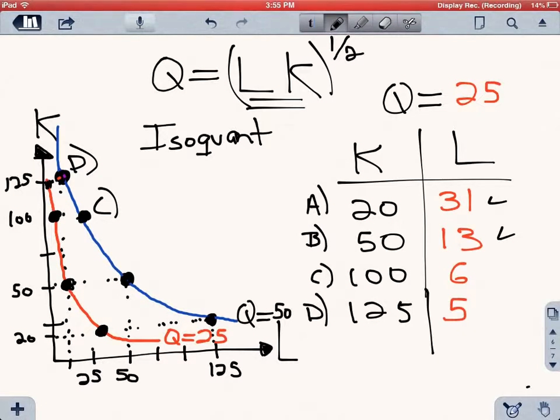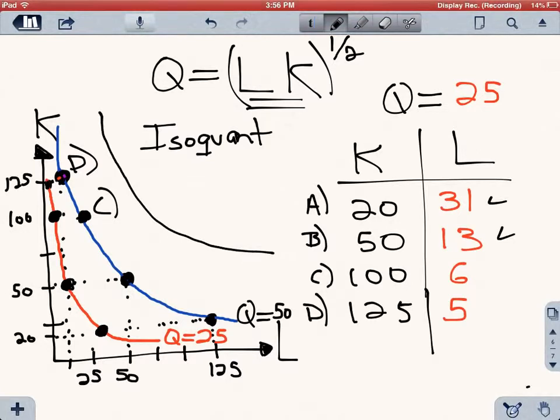And if you take these new numbers and plot them in the same diagram, what you get is a curve like this red curve right here, which has the same shape as the original isoquant when Q was equal to 50, but is closer to the origin. And if you had done this for Q equals 75, you would have gotten the same curve, but this time to the right of the origin.